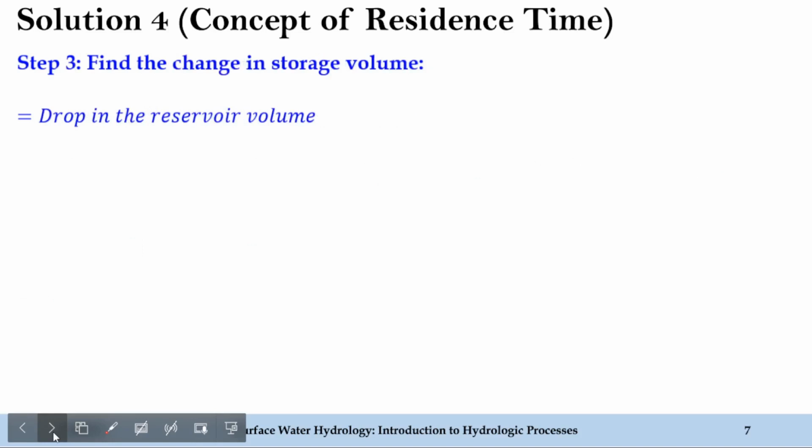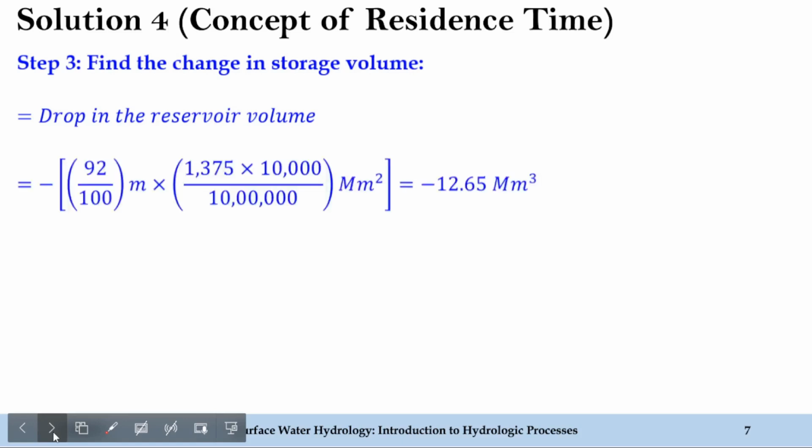Moving ahead, let's look at step 3, where we are interested to find out the change in the storage volume. So in order to find out the change in the storage volume, one aspect which was provided in the problem was the drop in the reservoir volume. So let's try to quantify the drop in the reservoir volume.